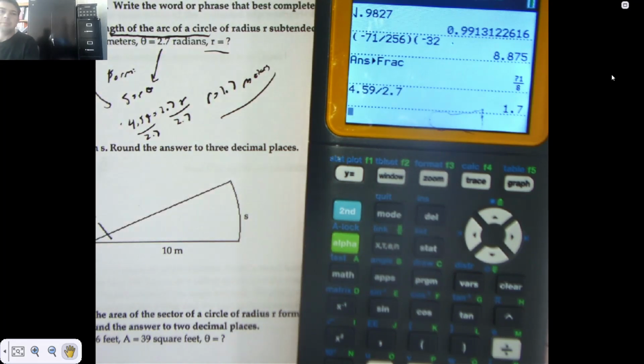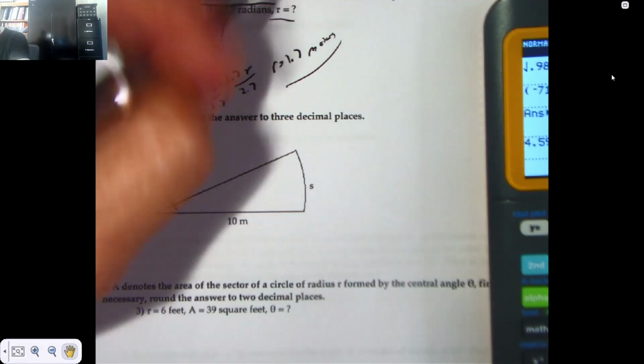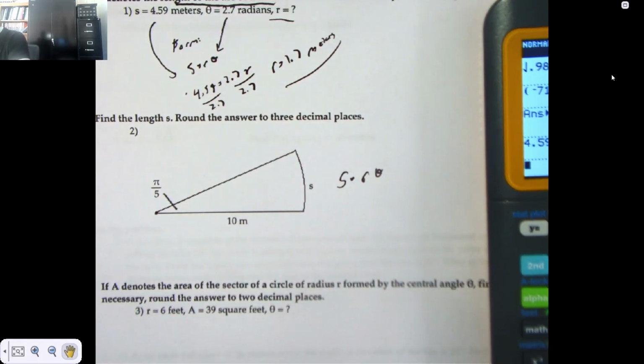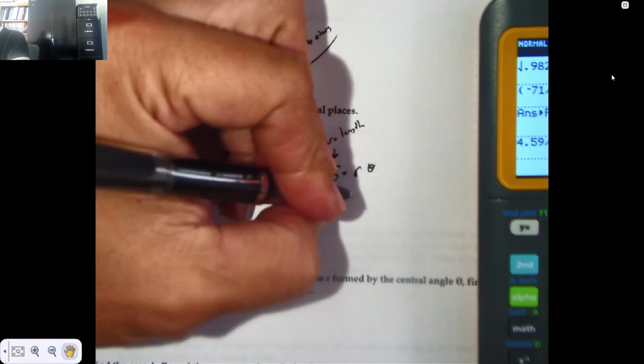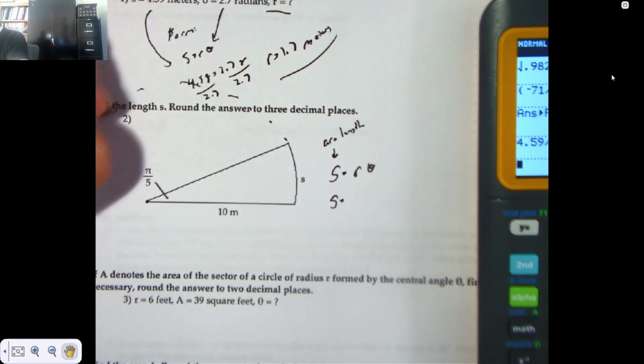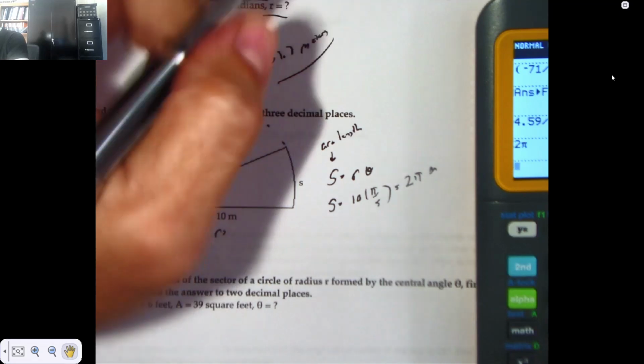All right. Number 2, find the length S. Round the answer to 3 decimal places. And again, your formula is S equals R theta. S, by the way, being arc length. I don't know why it's called S. But if this was a circle, this would be my radius. So 10 times pi over 5. That's going to be 2 pi when everything's said and done. Which is like 6.28, isn't it? They want 3 decimal places though. 6.283.